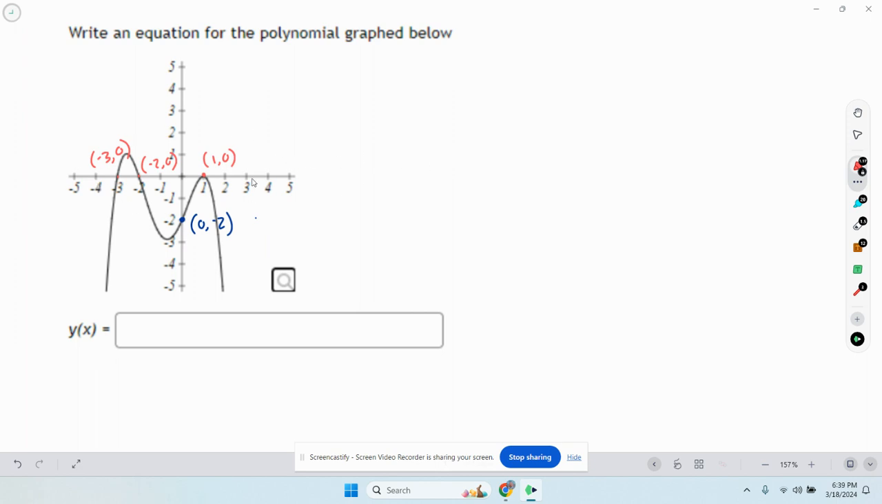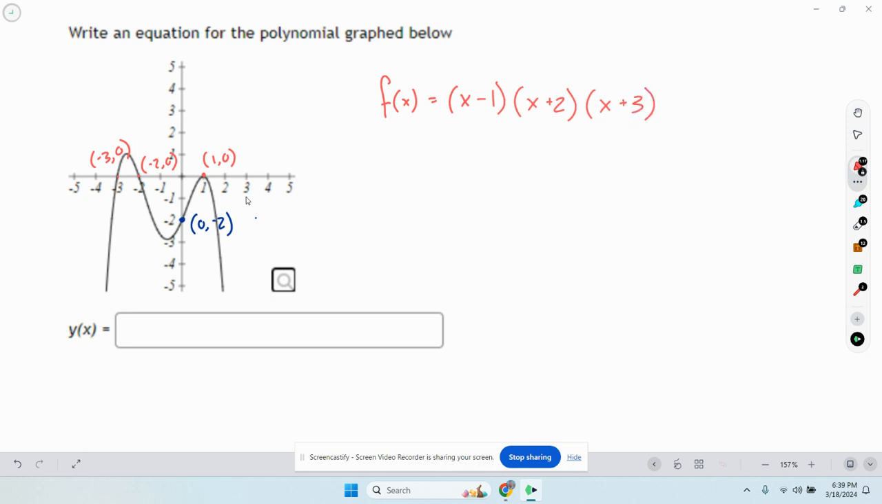So I'm going to use my x-intercepts to come up with factors. If I write my function out, it's going to be f of x equals... if I know my function crosses or touches the x-axis at 1, I know x minus 1 is a factor. And if I know it crosses at x equals -2, I know x plus 2 is a factor. And then -3, I know x plus 3 is a factor.